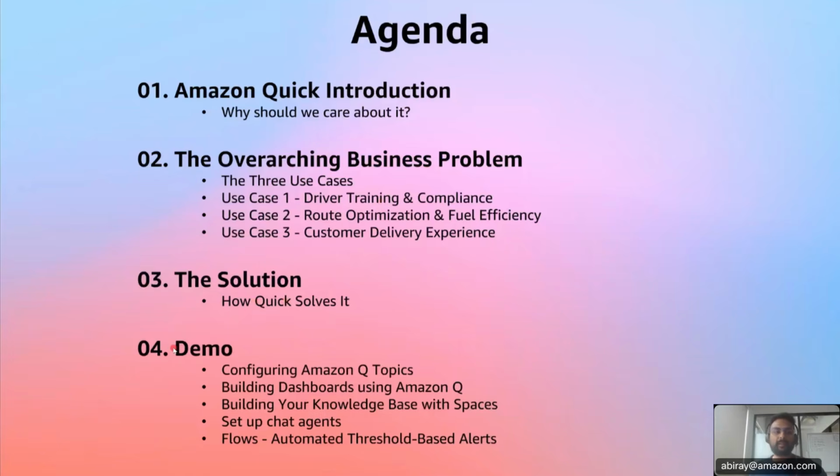And finally, we will wrap it up with topic 4, where we will focus on a live demo. Here, we will learn how to prepare and configure Amazon Q topics, after which we will also learn how to develop dashboards using natural, plain, simple language. Then we will also build our knowledge bases with spaces, and then connect it to our chat agents. Also, we will set up automated threshold-based alerts using flows. So this will be our agenda for today. Without wasting time, let me quickly jump on to the introduction.